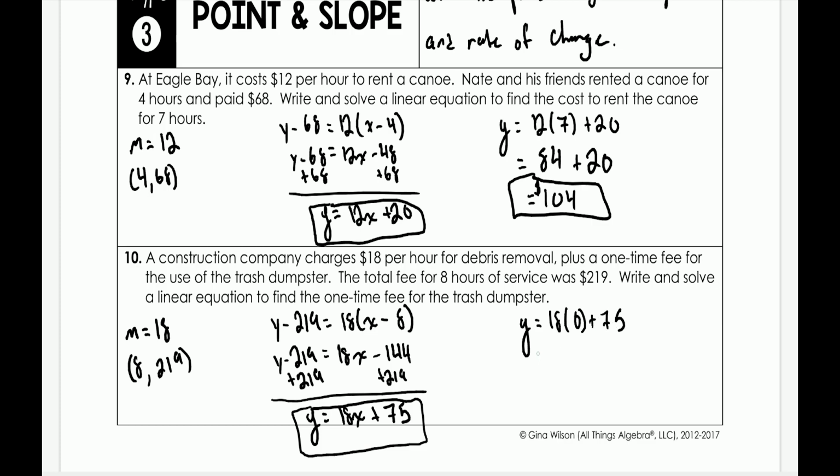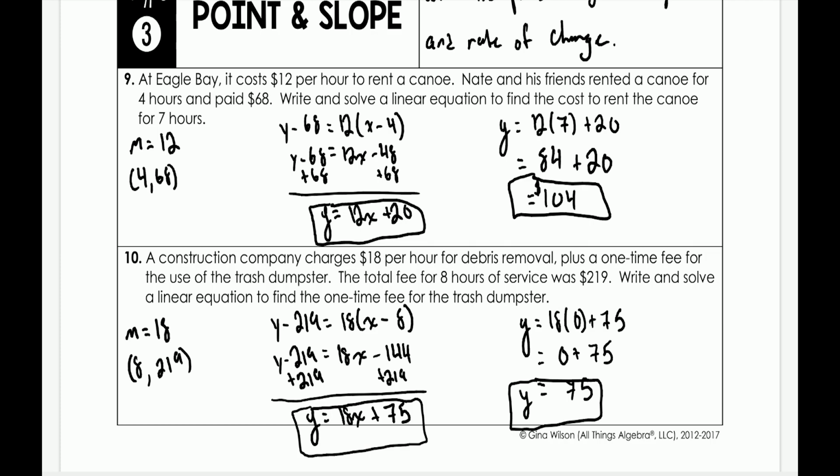We have 18 times 0, which is 0. And 0 plus 75 is 75. So we know that the starting price for this service would be $75. That's how much it is to rent the trash dumpster. And the rest of these problems go very similar. So let's move on to the next one.